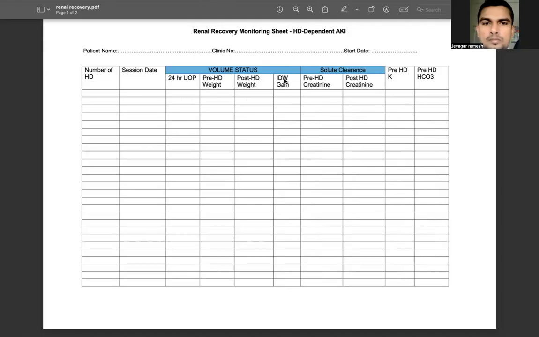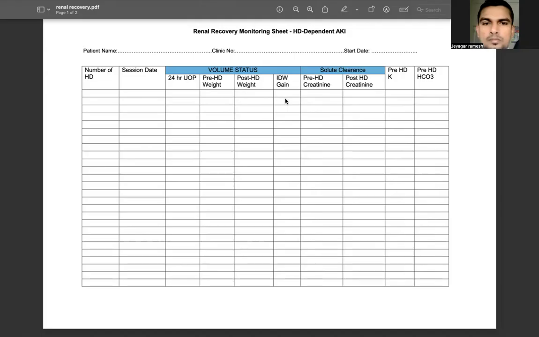For that, interdialytic weight gain is going to help us. So how do we calculate the interdialytic weight gain? We check the pre-dialysis weight and we document the post-dialysis weight, and the patient goes home and comes back for his next dialysis. We would imagine in 3 days time. So his weight was around 50 post-dialysis weight, and he's coming with a pre-dialysis weight after 3 days with a weight of 53 kilos.